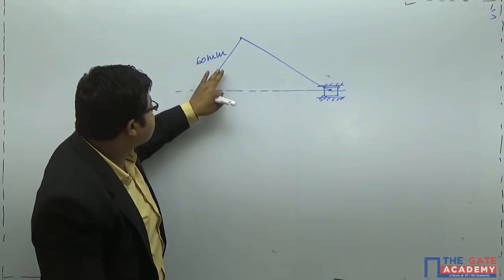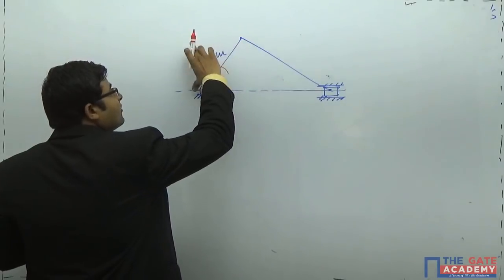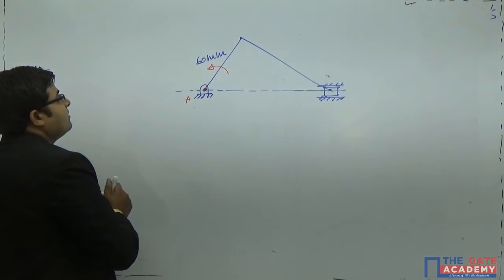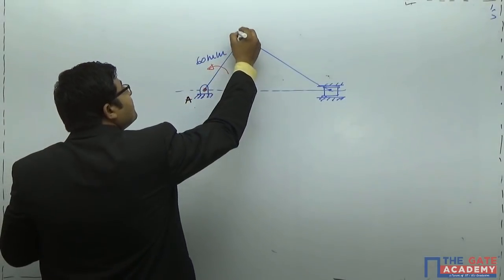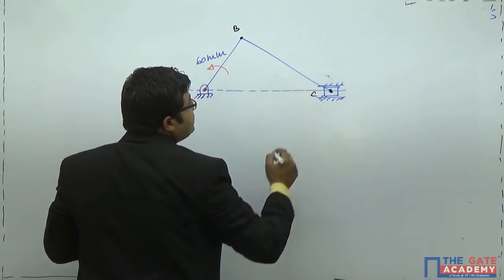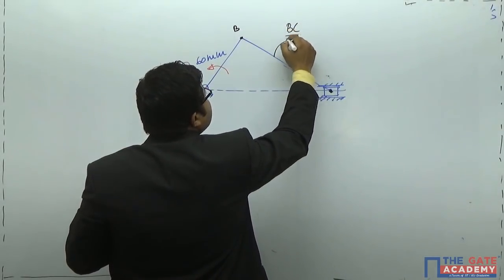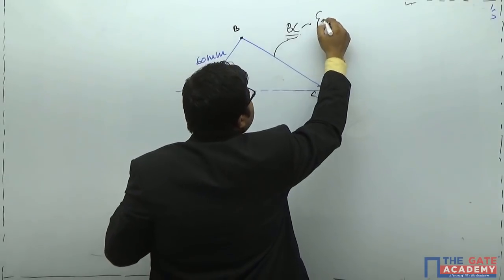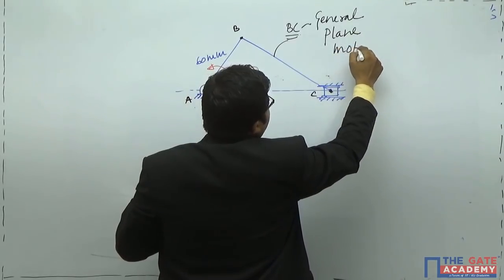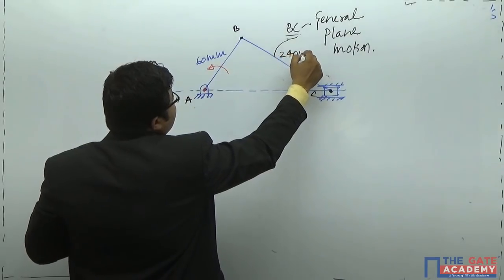But this crank will always rotate, whether clockwise or anti-clockwise. This will rotate only. So if this point is A, some other point B is also there, and some other point C is also there. So what will happen? This particular link PC is subjected to general plane motion, and suppose the length of this is given as 240 millimeters.